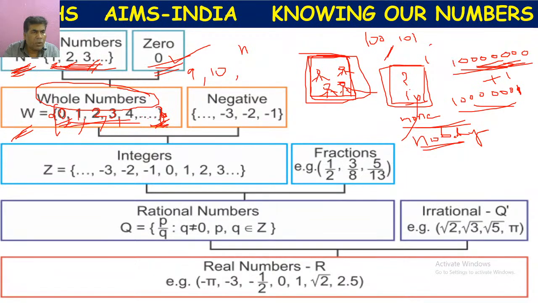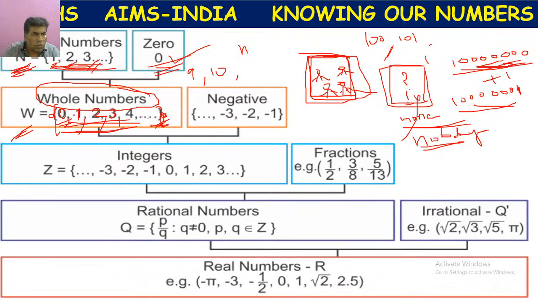The biggest number in whole numbers, like natural numbers, does not exist. Undefined. We cannot tell it. So these numbers are infinite. Infinite number set. But in whole numbers, we have 0 and 1, 2, 3, 4.